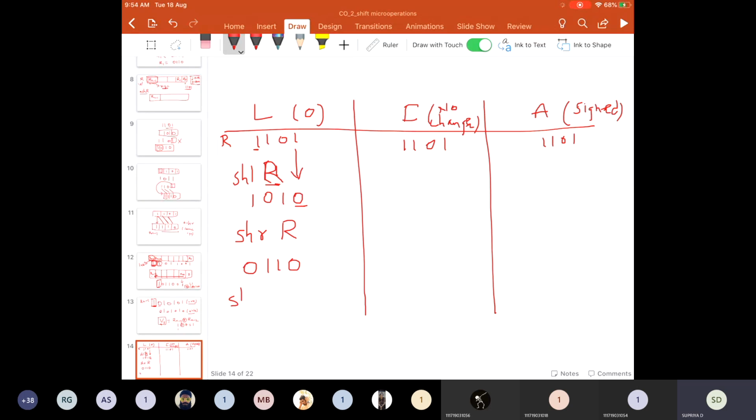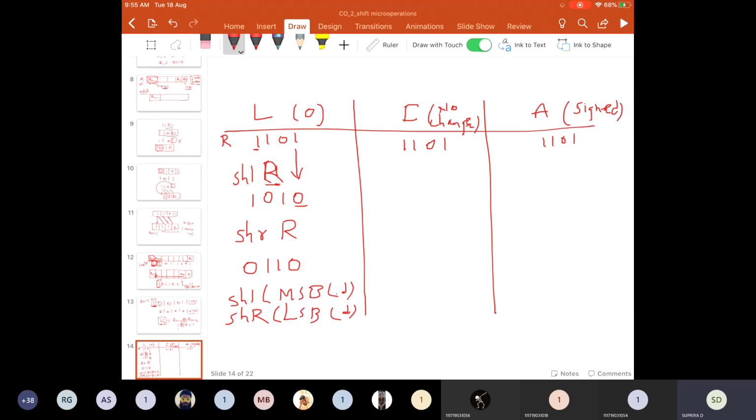In shift left operation, the most significant bit will be discarded. In shift right operation, the least significant bit will be discarded. A 0 will be inserted in the least significant bit while performing shift left operation, and a 0 will be inserted in the most significant bit while performing shift right operation.